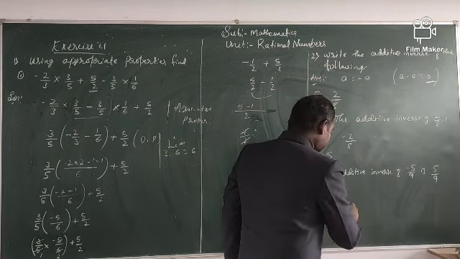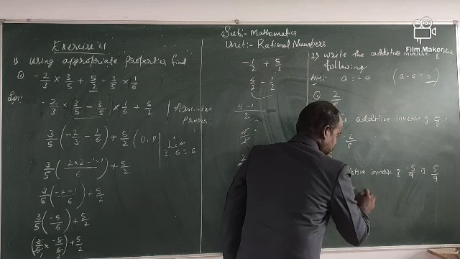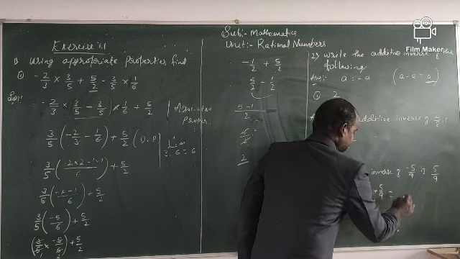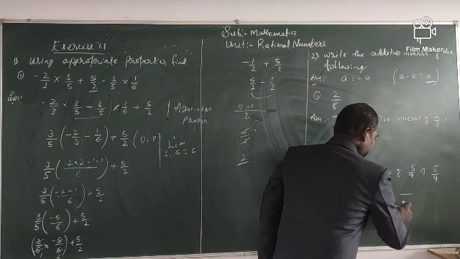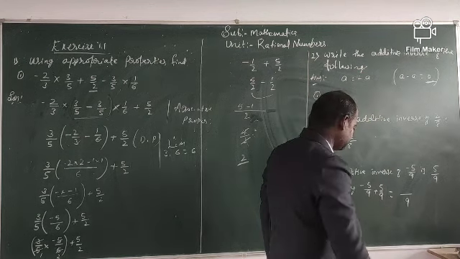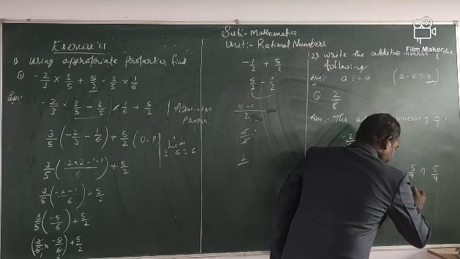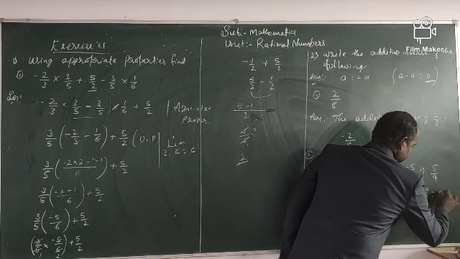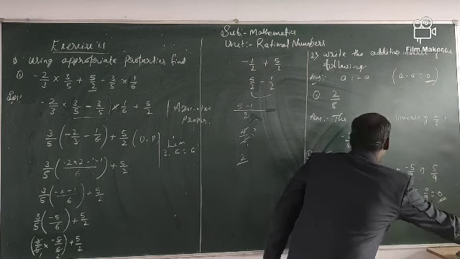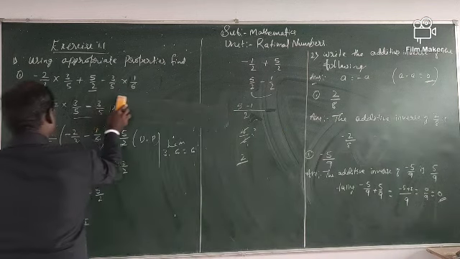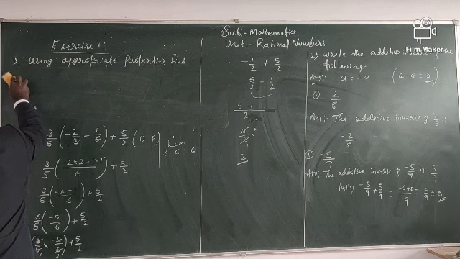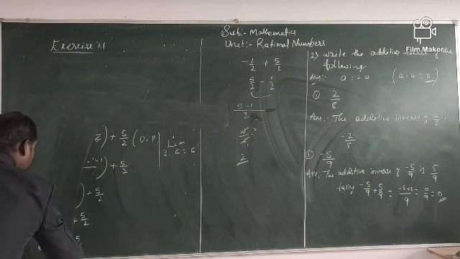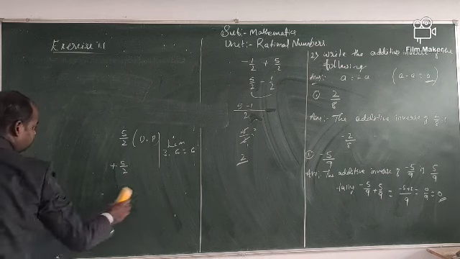Whether it is right or wrong, we have to check. Minus 5 by 9 plus 5 by 9 is equal to, the denominator is common, write the 9 as it is, minus 5 plus 5 is equal to 0, and 0 by 9 equals 0. Therefore our answer is correct. Understand, children? Let us see a few more additive inverse problems.